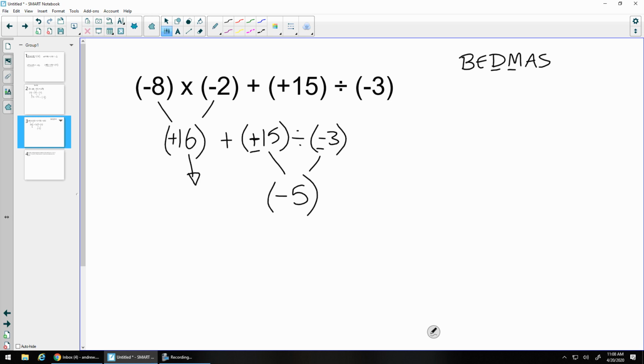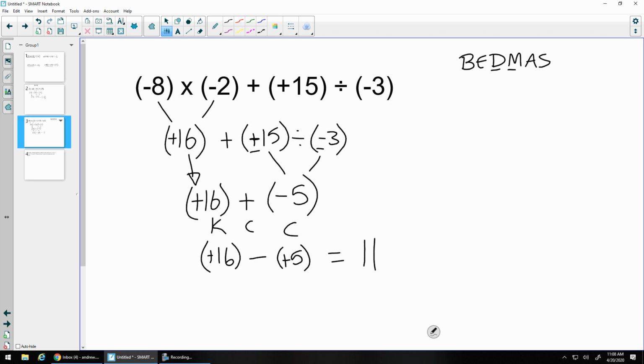The 16 stays up front. It's positive 16 plus negative 5. I could change this if I wanted to, and I would get positive 16 minus positive 5. Well, that's just normal subtraction. 16 minus 5 is equal to 11. Positive 11. Okay, so there's my answer.